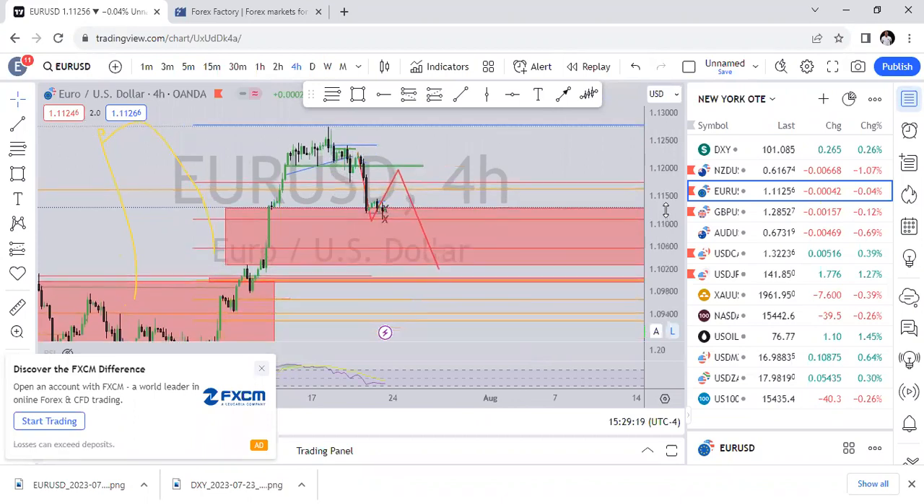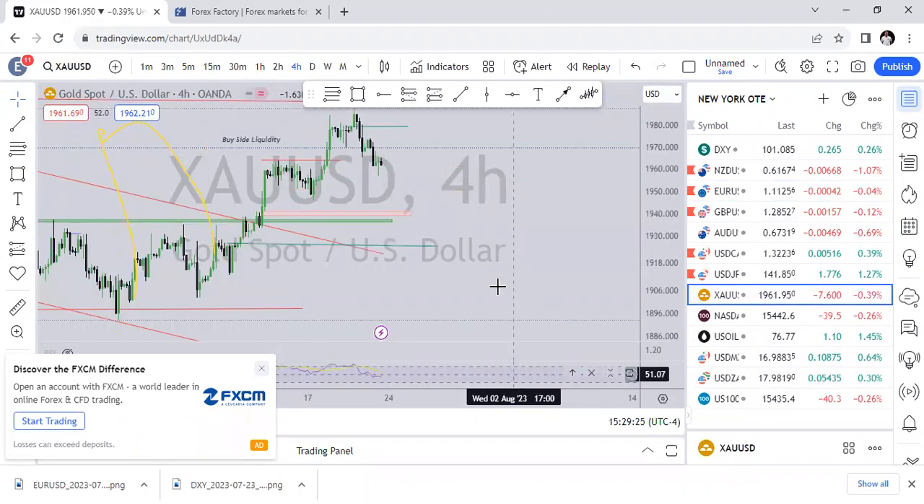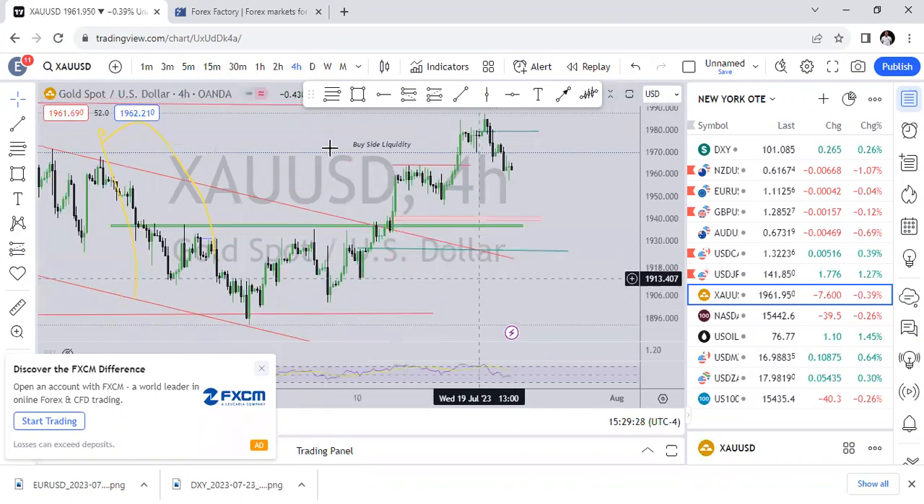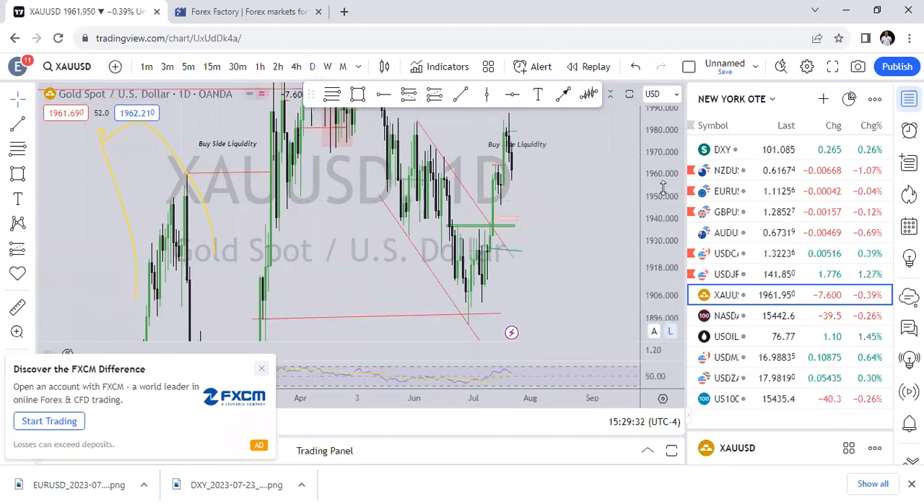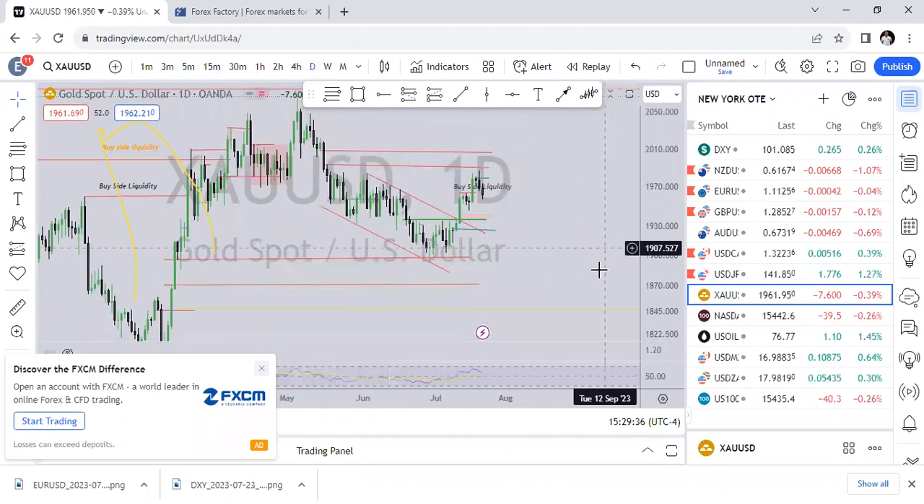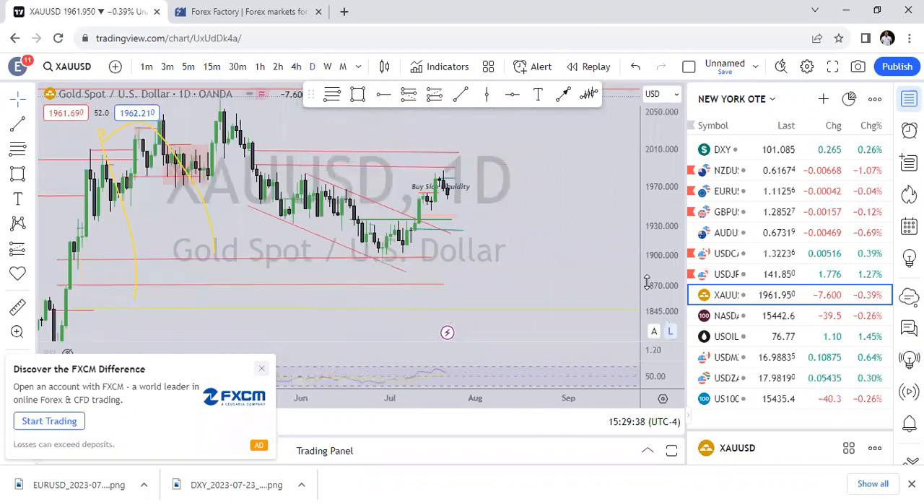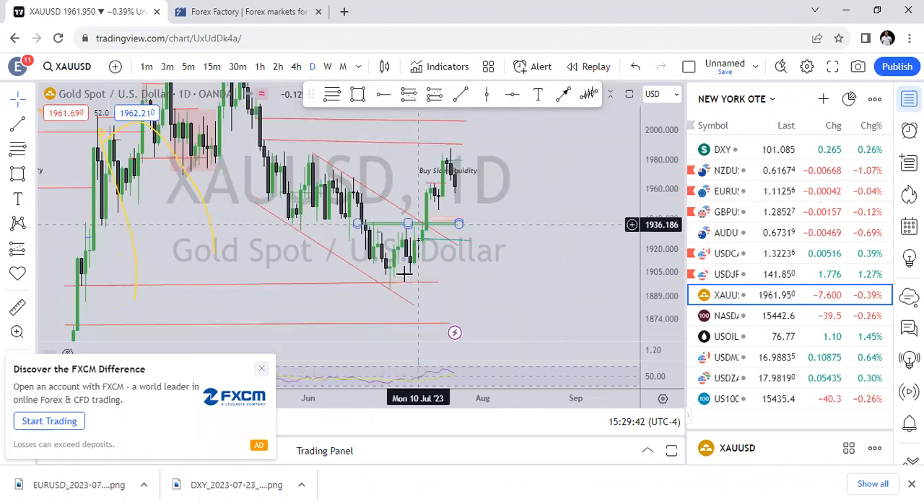Okay, so let's see. I think another pair that has a very good setup for the week is gold, for those who trade gold. We started seeing some bullish move also from gold.